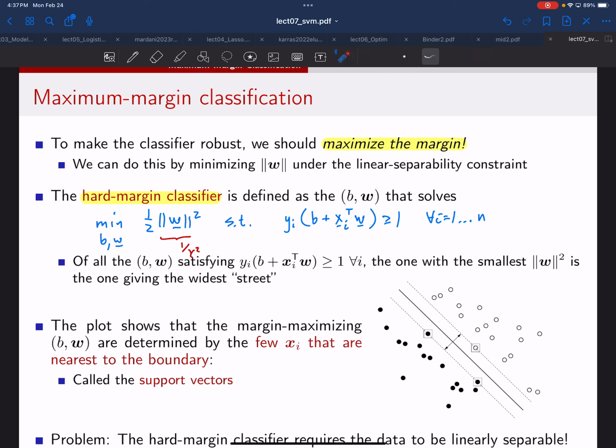So if you look at all the designs B and W that give you linear separability, so like as we said, you could imagine maybe some other ones that separate the data, they're going to give you streets that are not as wide as the hard margin classifier. The hard margin classifier is going to wiggle around the boundary until it gives you the widest possible street.